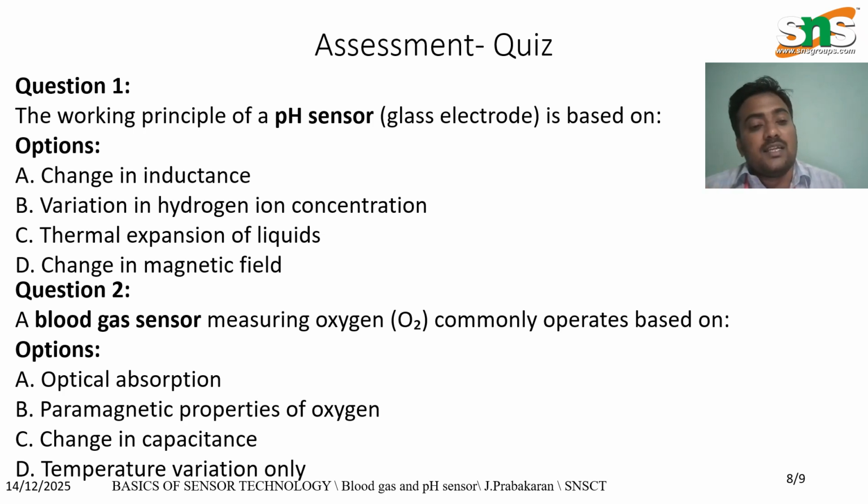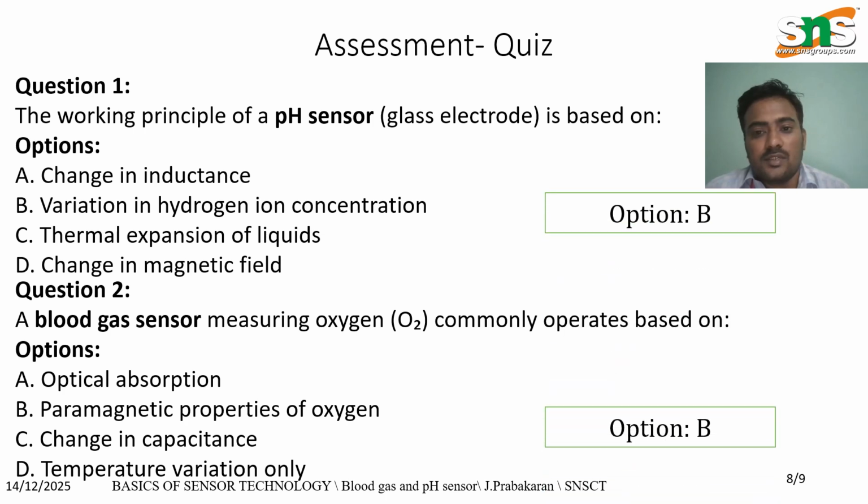Let me move to the second question: a blood gas sensor measuring oxygen commonly operates based on which one? Option A, option B, option C, option D. Option B is the correct answer: paramagnetic properties of oxygen. So for the first question, option B is the correct answer, and for the second question, option B is the correct answer.